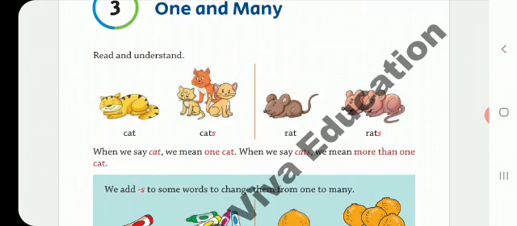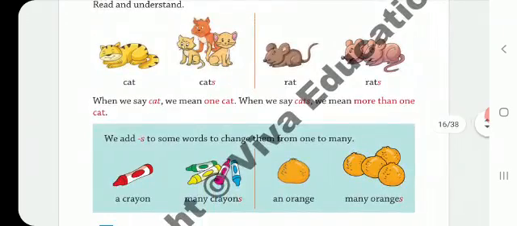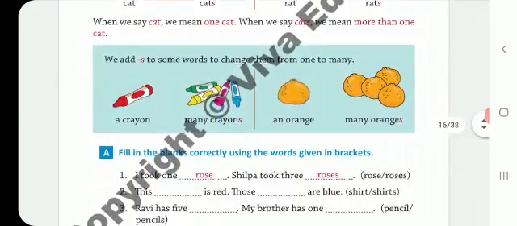If you look at these pictures, for a single one we write the word as it is. But when we are talking about more than one, we have to add a letter at the end, that is S. So over here we are adding S to cats and to rats. Let us look at some more examples. A crayon, many crayons. C-R-A-Y-O-N-S, crayons. An orange, many oranges. So we have to add S at the end to make a word plural.